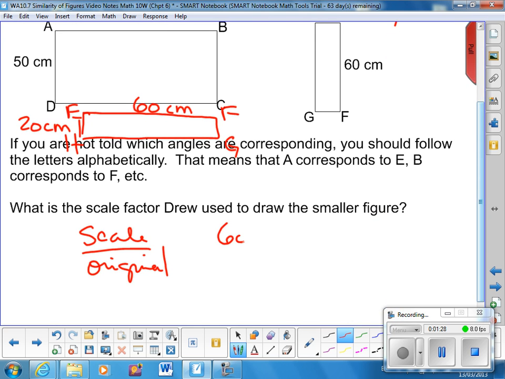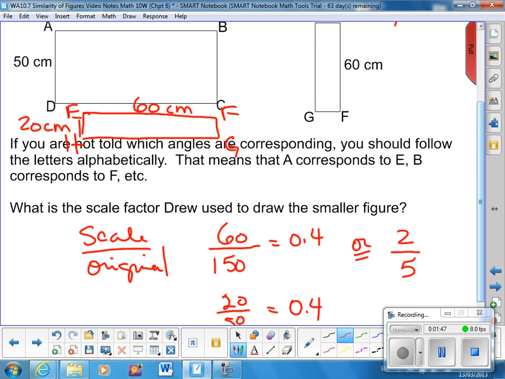So scale is 60, that's the new window, over 150, equals 0.4. Let's check the other side. We have a scale of 20 over the original 50, and it's also 0.4. Okay? Or you can write the scale factor as 2 over 5. You could leave it as a fraction, just reduce it.